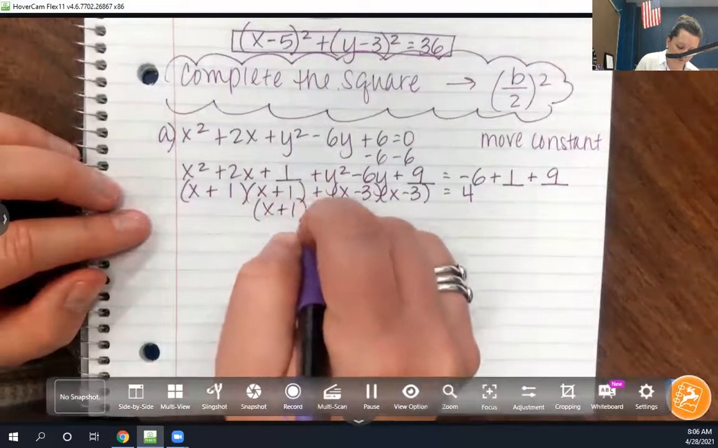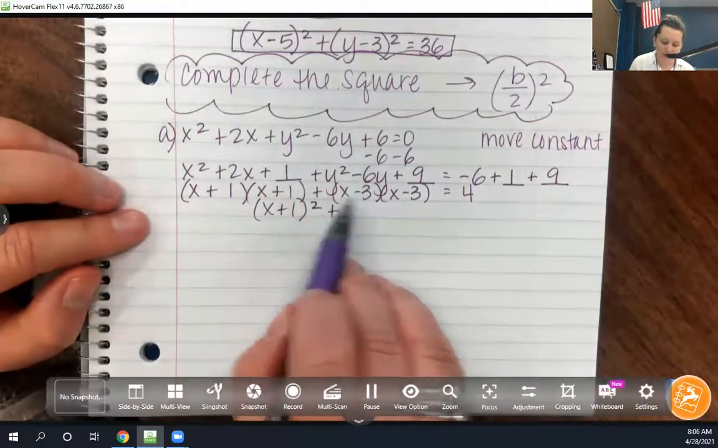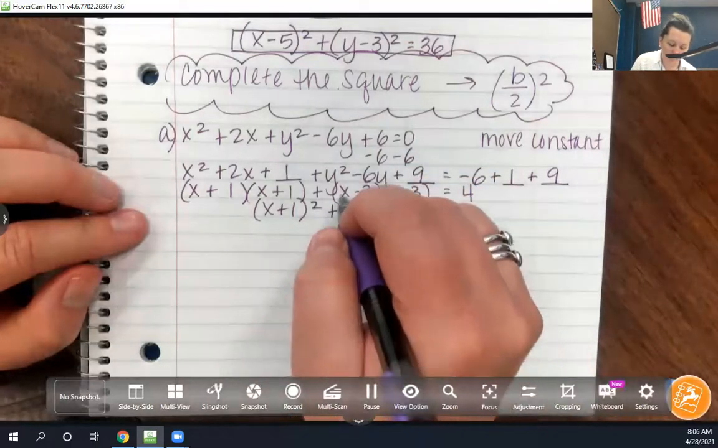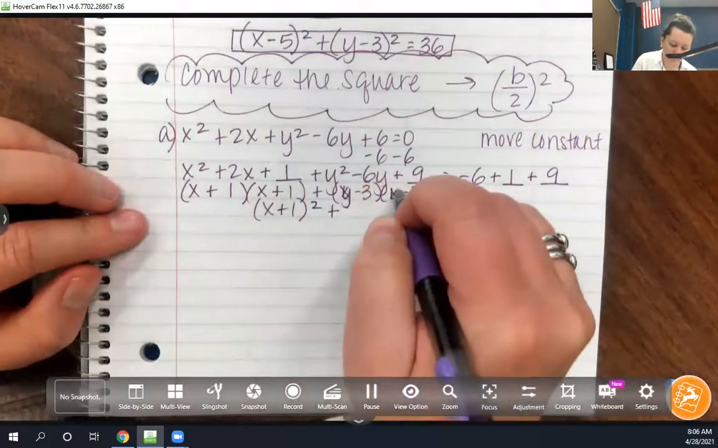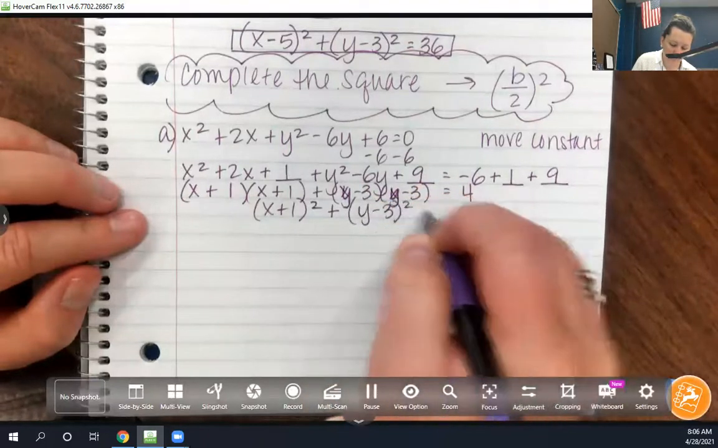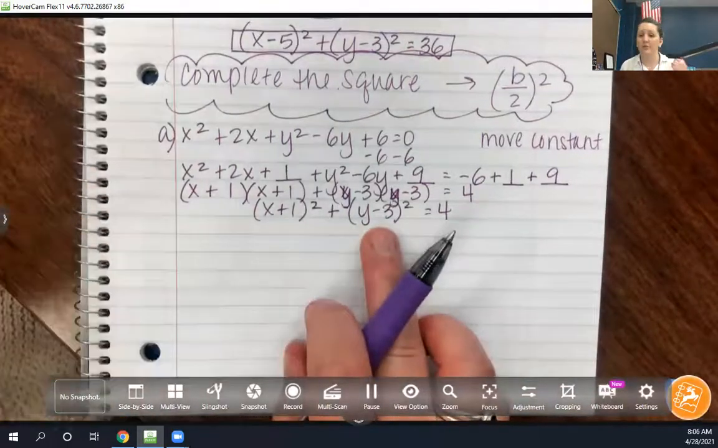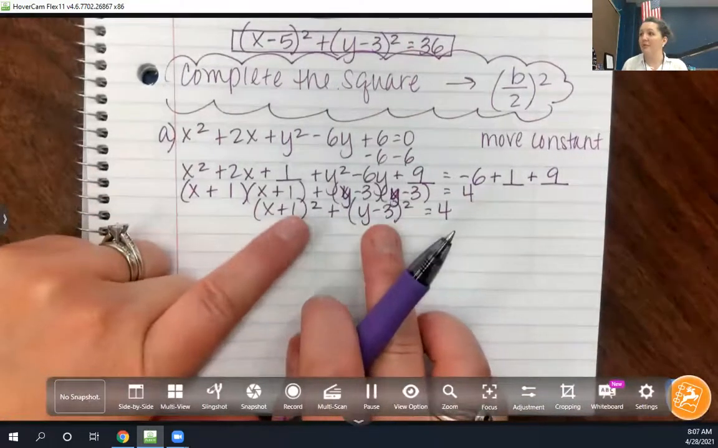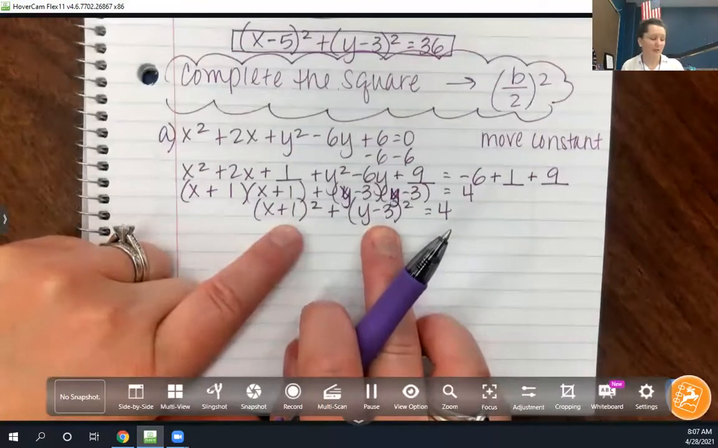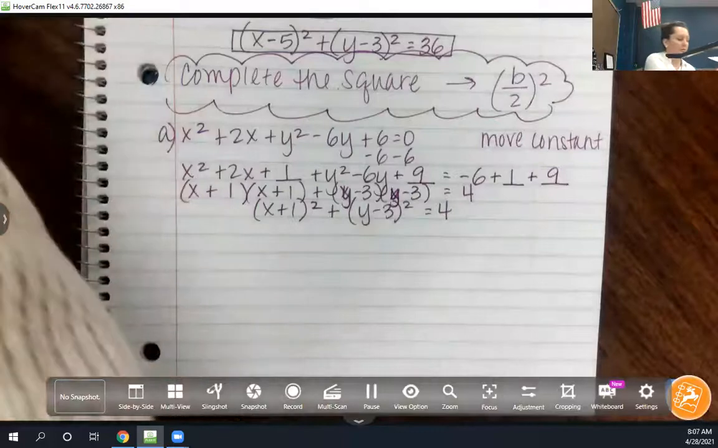So now if I write this as a squared binomial, look at this. This is really cool how this turns out. Then I have x plus 1 squared. And if I write this as a squared binomial, y'all, sorry, that should be y. Y minus 3 squared. You're like, why did that turn into a y? I mean, why did that turn into an x? It's just my brain.